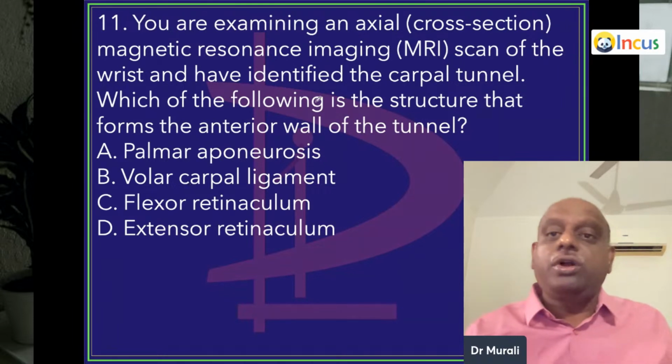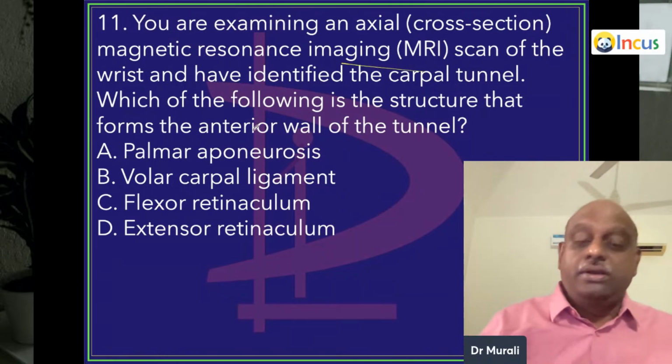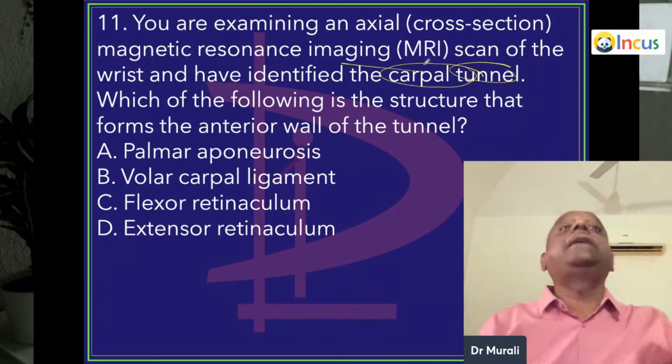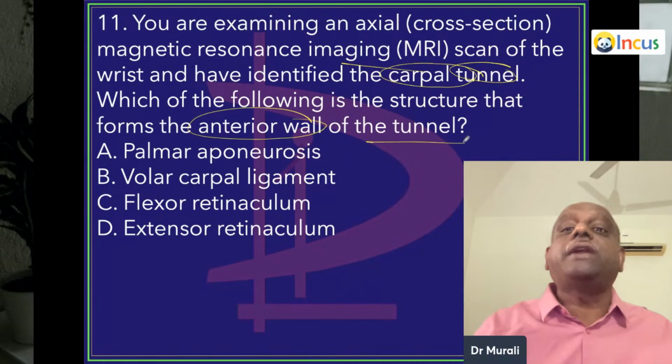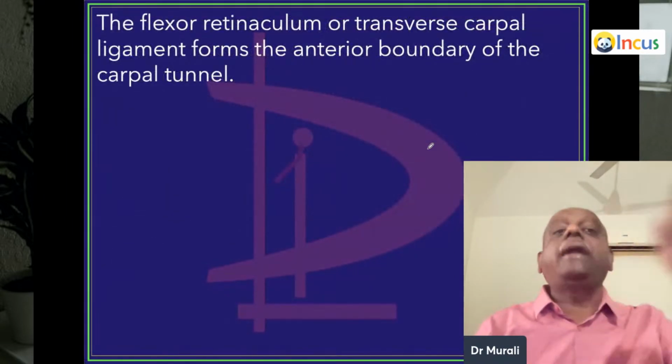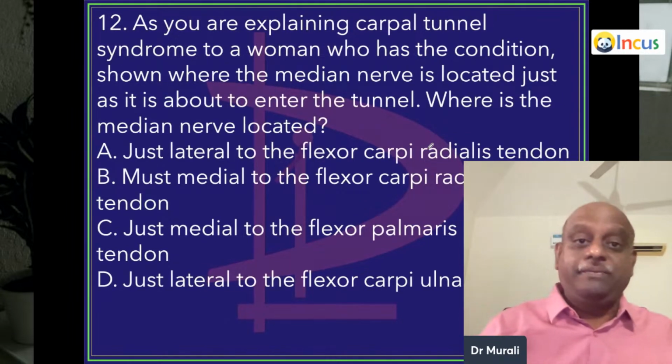Okay? Now, you have done the MRI and identified the carpal tunnel. What is the most anterior structure in the anterior wall of the tunnel? It is the flexor retinaculum, which is the anterior boundary of the carpal tunnel.